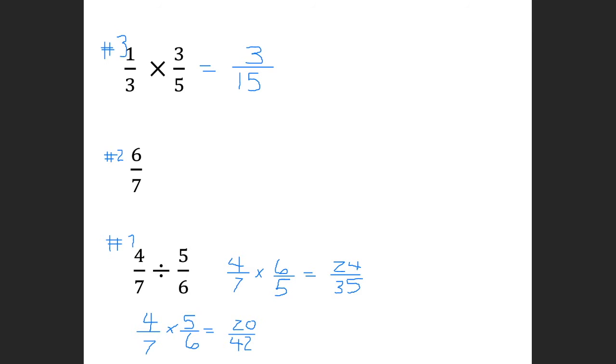Yep, we have to find a common denominator. Do you have any ideas of what number we could use for that? Maybe 35? Yeah, 35 would actually be a perfect number to use. If we do that, then our number 3 will end up as 7 over 35. Number 2 will be 30 over 35. And number 1 is still 24 over 35.